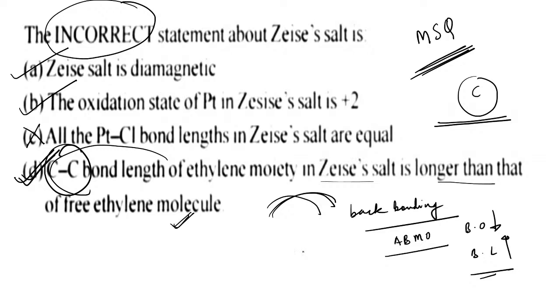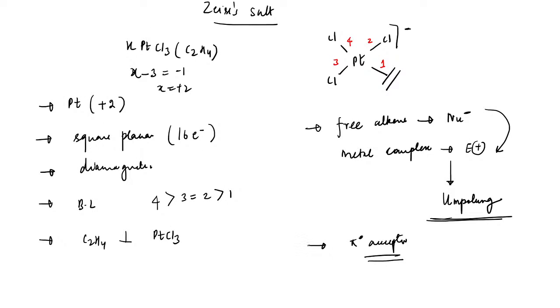Right? No issues. If it's incorrect, the correct answer is C. If you have to figure out the correct options, the answer would be A, B and D. So is this question clear to all of you? Any doubts? Okay, fine. So this is all the information about Zeise's salt.